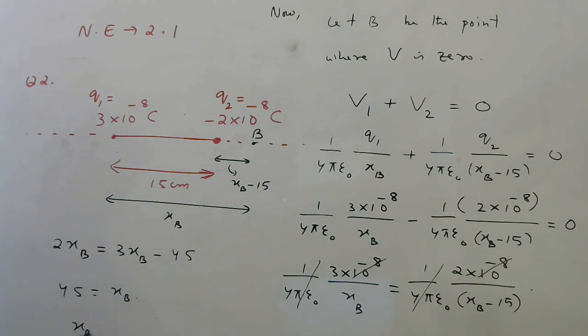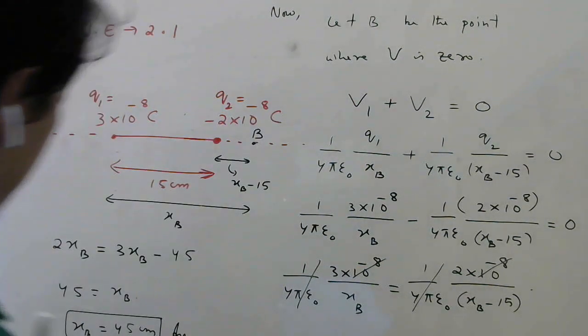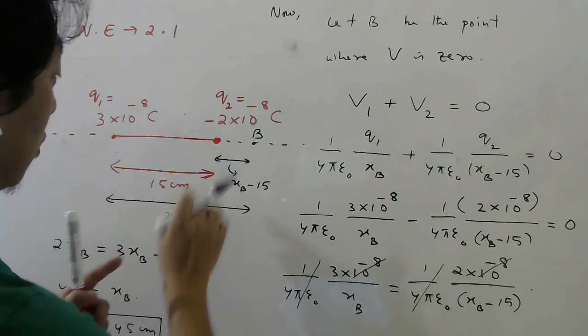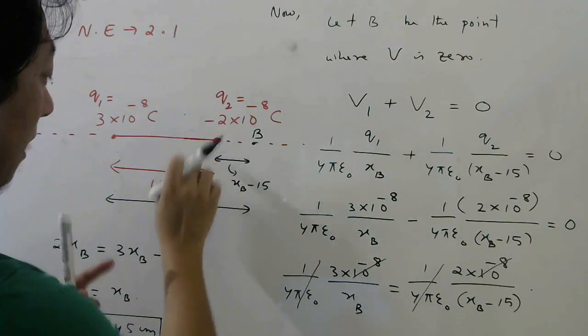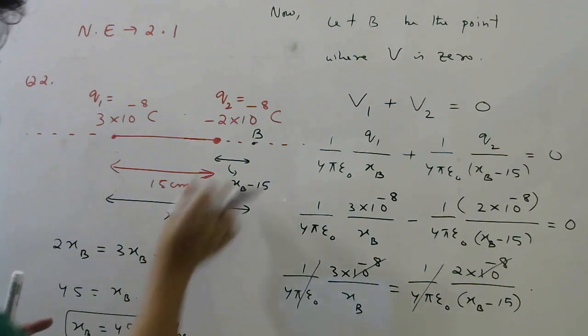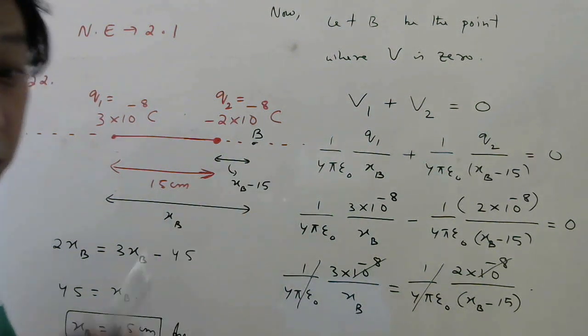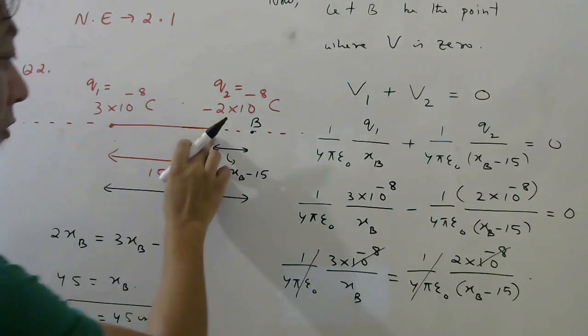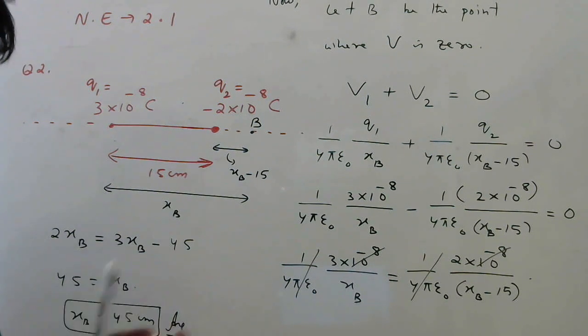So XB will be how much? 45 centimeter. So it is 0 again at which point? B. How far? 45 centimeter from this charge. That means if this is 45, how much will it be from this charge? See, this much we have calculated, 45. So this much will be 45 minus 15, which is 30 centimeter. So we have found the distance from this charge. You can also find it from this charge as your homework and check that the answer should match with this also. Okay, students? Fine.